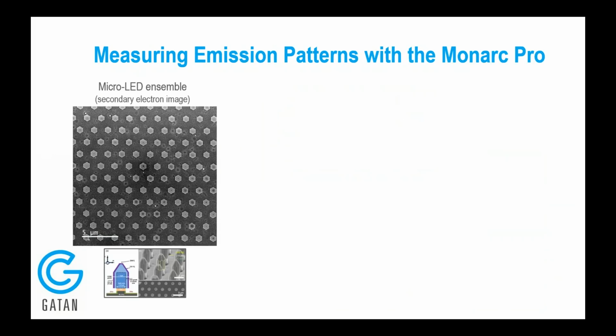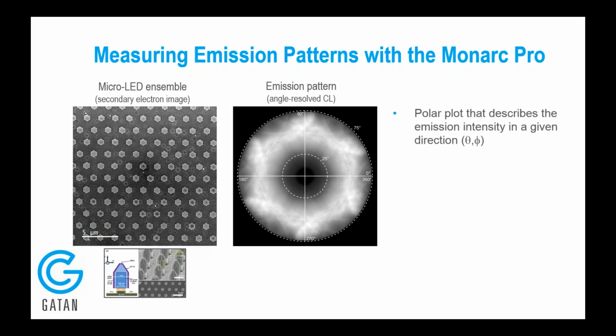These new emission modes allow you to measure the emission pattern from devices, so the direction in which light is emitted. Here is that micro-LED ensemble that I showed you on the last slide. It's a series of micropillars, a few microns tall, and we're looking down on the top surface. From that, we capture the emission pattern using an analysis mode called angle resolved CL. This data is a polar plot that describes the emission intensity in a given direction.